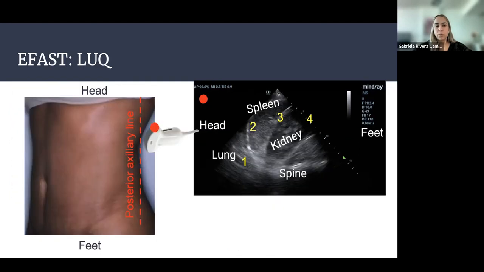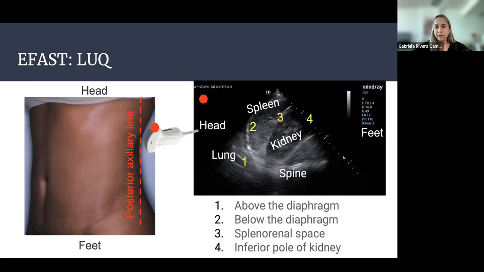Then we have the left upper quadrant view, which is obtained at the posterior axillary line with the indicator towards the patient's head. The views obtained are above the diaphragm, below the diaphragm, the splenorenal space, and the inferior pole of the kidney. On this view, the area between the diaphragm and the spleen is the most sensitive view of the left upper quadrant. This is also a coronal cut.